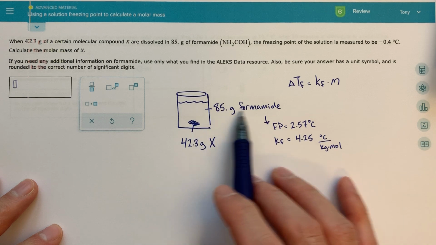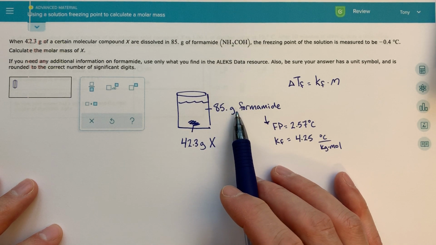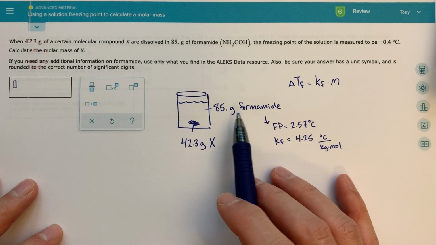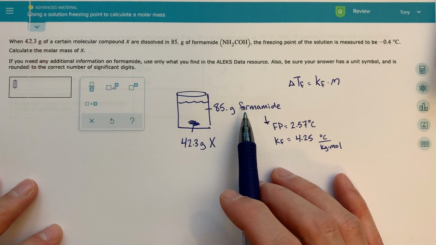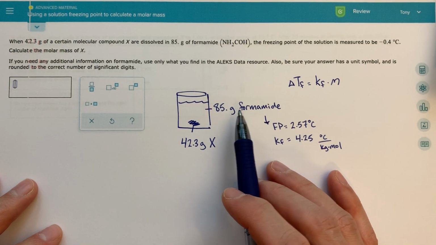And then this is our solvent, right? It's somewhat strange that this formamide is what we're using as a solvent. I definitely would agree with that. But in this case, that's what's going on.